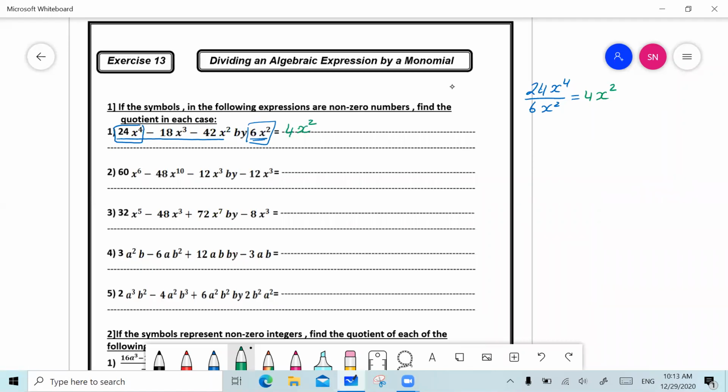Then I'm going to take the second term, and don't forget it's with a negative sign. So now I have negative 18x to the power of 3, and I want to divide it by the monomial I have, 6x to the power of 2. Negative 18 divided by 6, the coefficient divided by the coefficient, is equal to negative 3. And x to the power of 3 divided by x to the power of 2 is equal to x to the power of 1, and we don't write the power when it is 1. So I have here negative 3x.